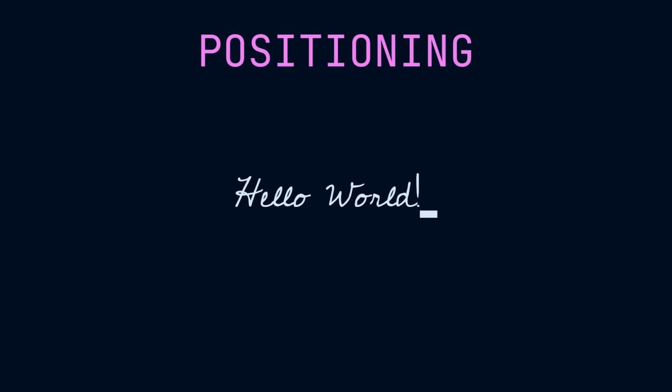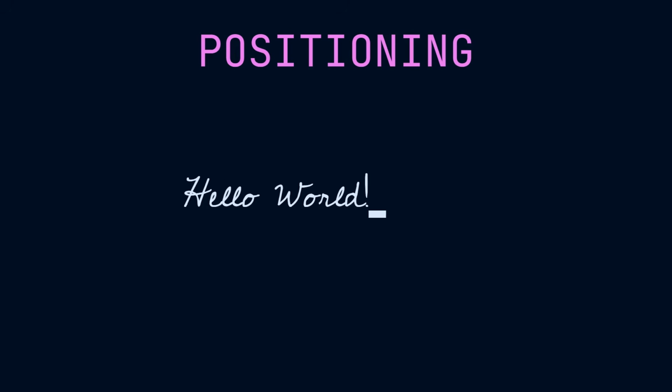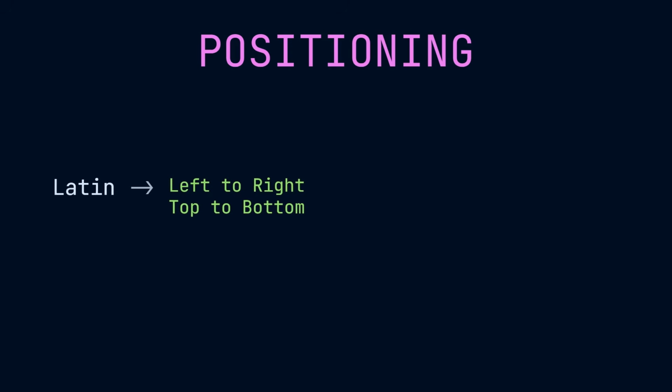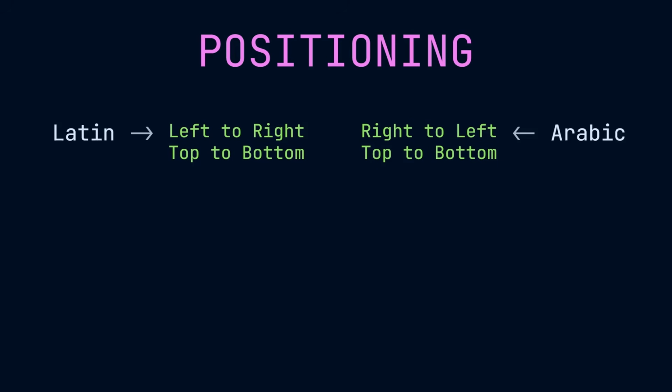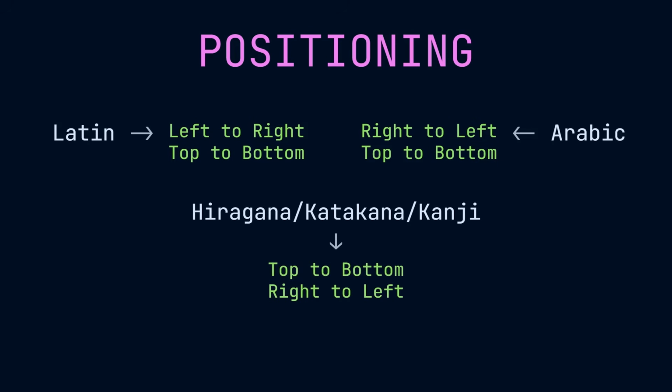Positioning also heavily depends on the script that you are working with. All scripts have a certain directionality. English goes left to right, then top to bottom. Arabic goes right to left, then top to bottom. And traditionally, the three Japanese scripts go top to bottom, then right to left. So, the positioning operation also takes this directionality into account to place characters correctly.